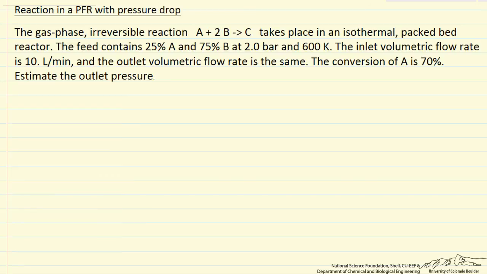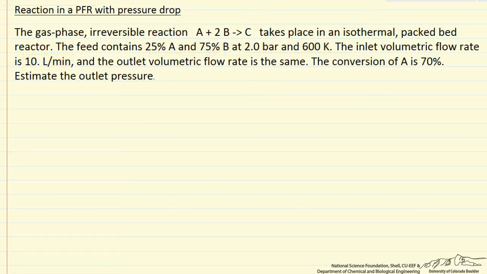In this example, we have a gas phase irreversible reaction, A plus 2B goes to C, and it takes place in an isothermal packed bed reactor. We're given the composition of the feed, the pressure, and the temperature, and the inlet volumetric flow rate is 10 liters per minute.